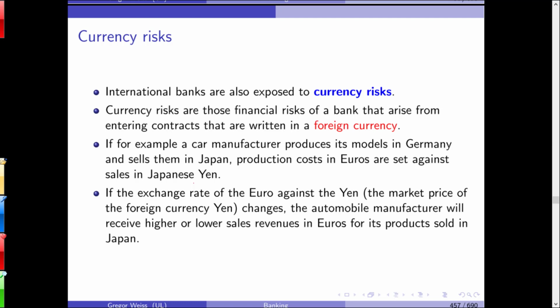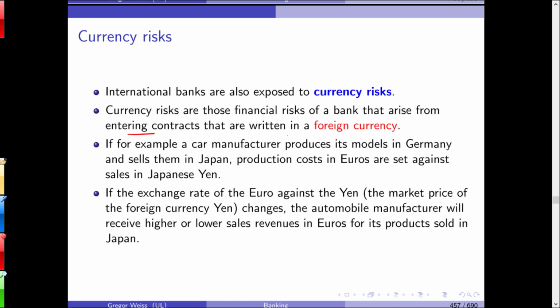Now let's turn to currency risk. This is very simple. Currency risks and international banks are, especially international banks, are exposed to currency risk via very different transactions. And currency risks are those financial risks of a bank that arise from entering contracts that are written in a foreign currency.